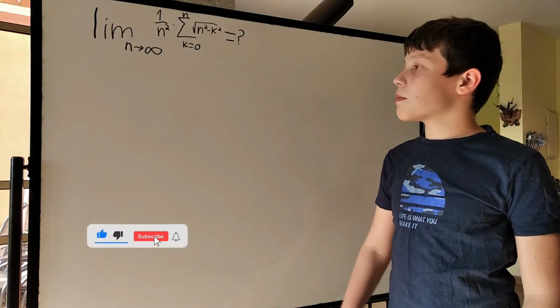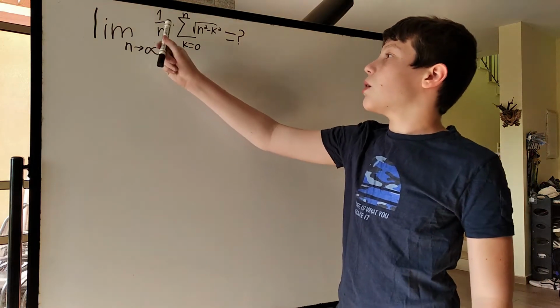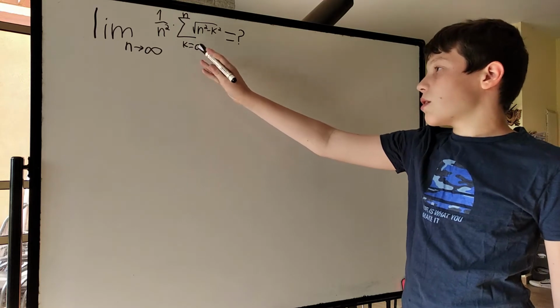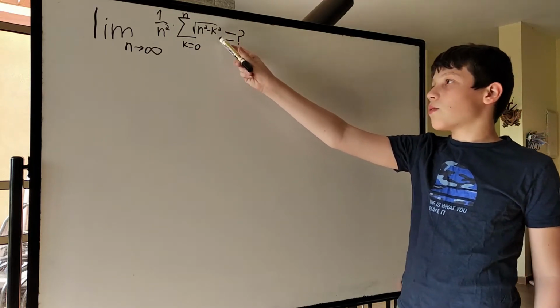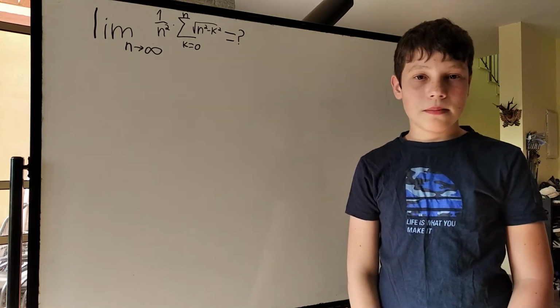So, this is the problem. We have the limit as n approaches infinity of 1 over n squared times the sum as k goes from 0 to n of the square root of n squared minus k squared. And we need to calculate that.